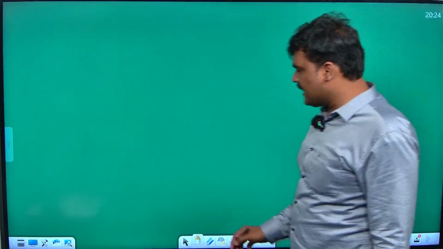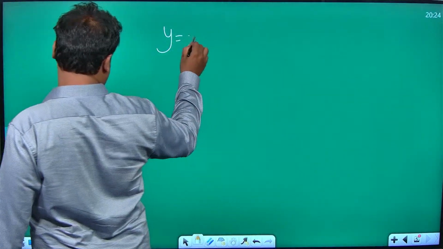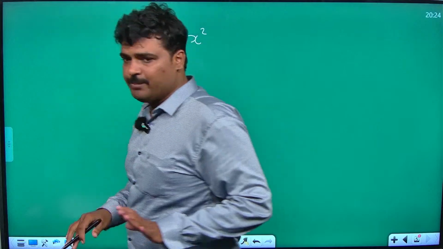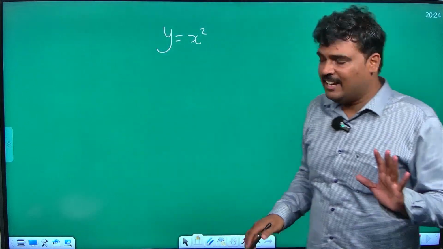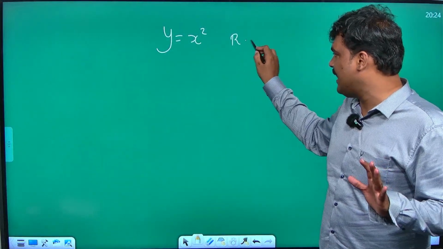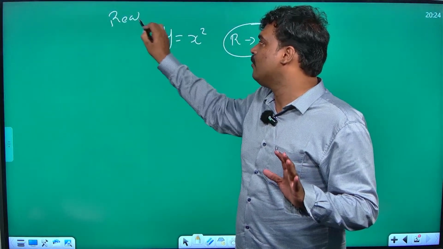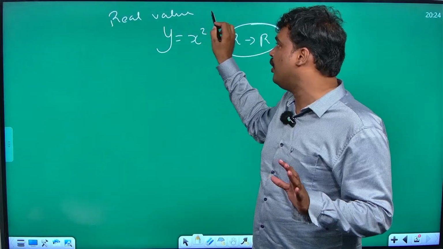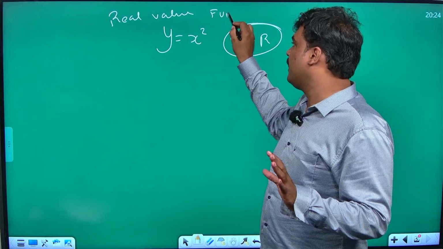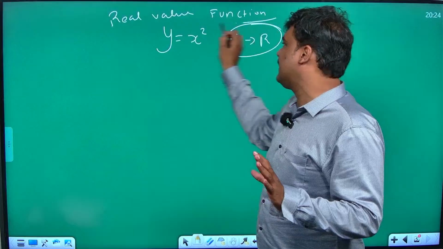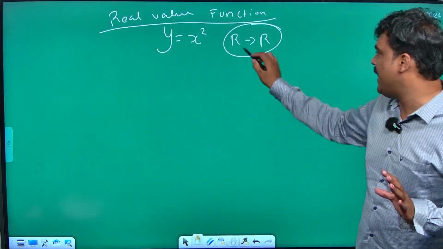Okay. Guys, whether y is equal to x square, I am writing just like that. Guys, when I am writing a function and I am not denoting my input and output, it will be taken as real value function. ஒரு ஃபங்க்ஷனுக்கு இன்புட்டும் அவுட்புட்டும் நான் கொடுக்கலனா, if the function is not denoted its input and output, that is domain and codomain.